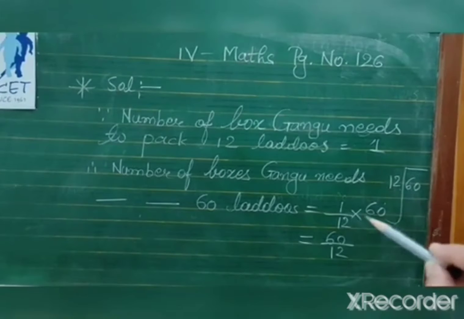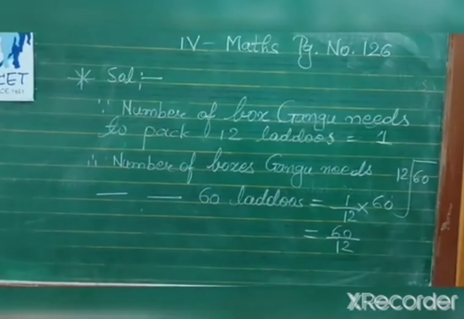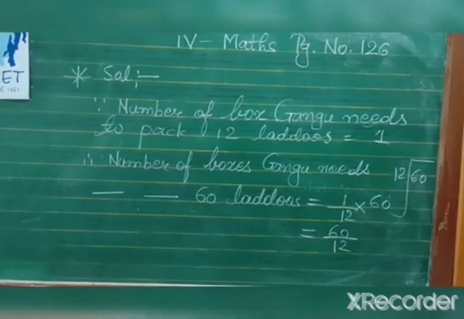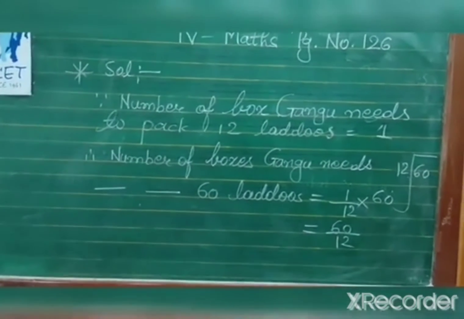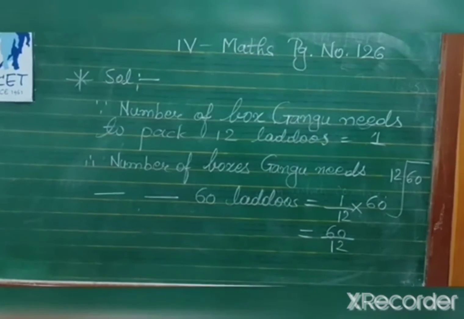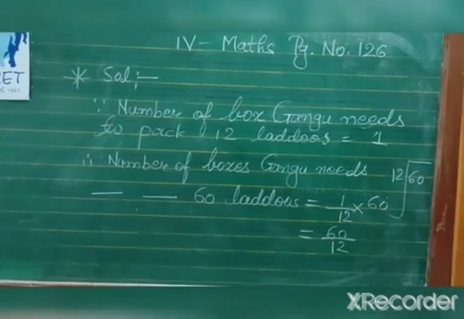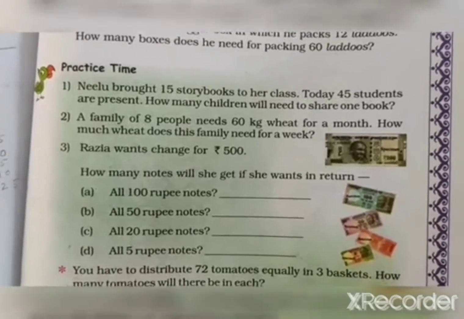When you divide 60 by 12, division I already taught you. Then form the table, then you will get the answer. In the statement form you will write, so Gangu needs dash number of boxes. In place of the dash you will write your answer. Now next is practice time.